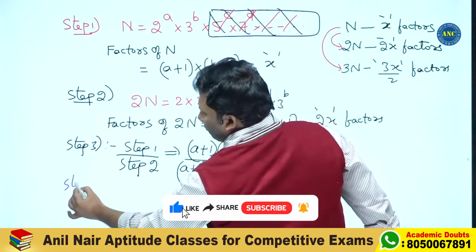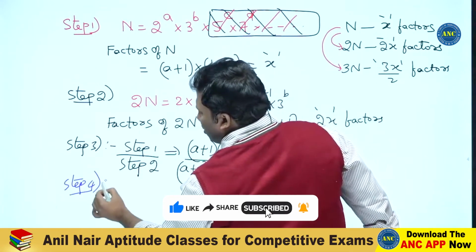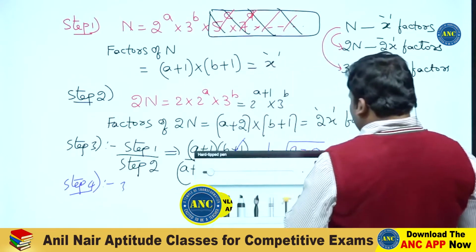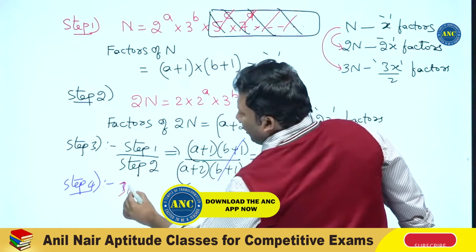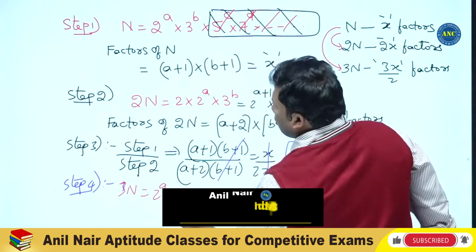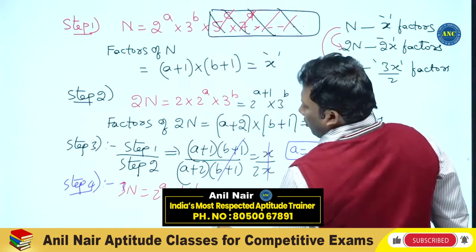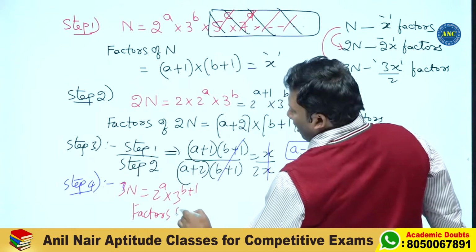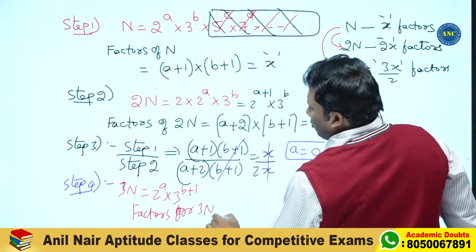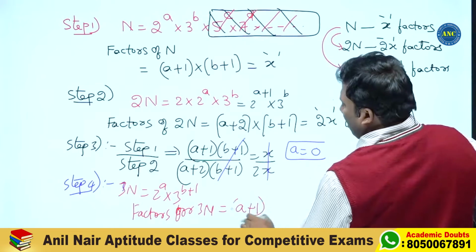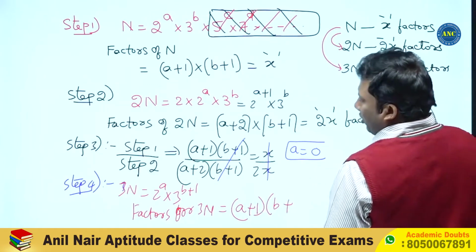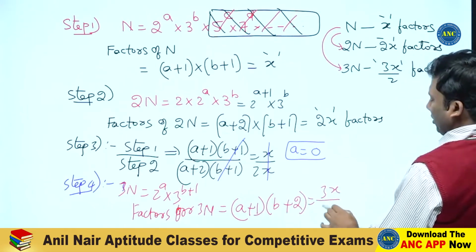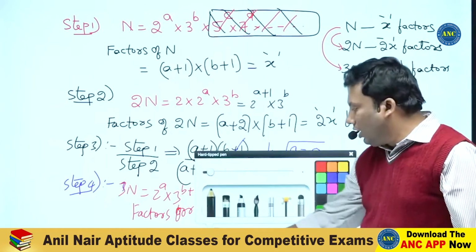Step number 4. Just go step by step, you will get the answer. Now 3n: let me use a different color. 3n will become 2 power a into 3 power b plus 1. So the number of factors for 3n will be 0 to a plus 1, 0 to b plus 1, that is b plus 2. It is equivalent to 3x by 2. Are you all with me?